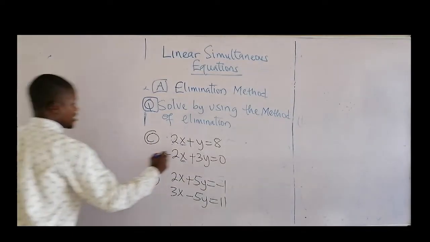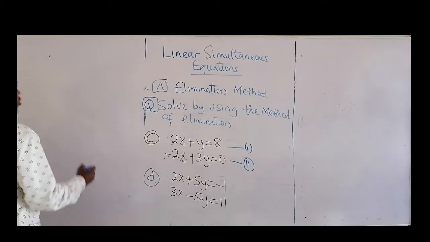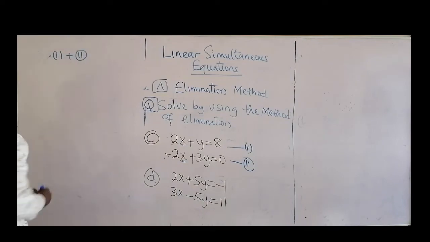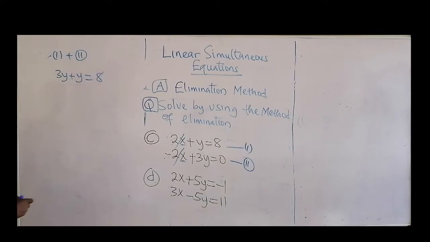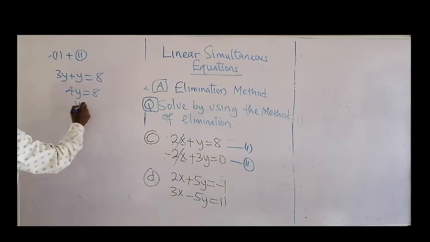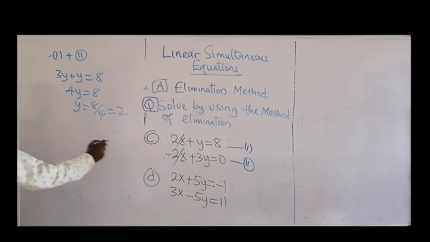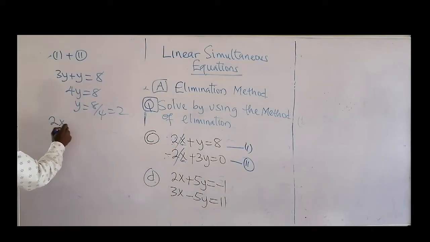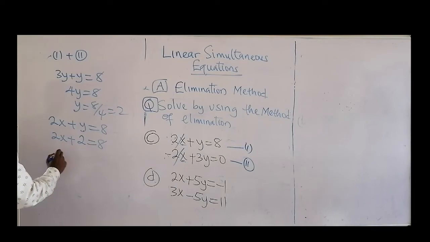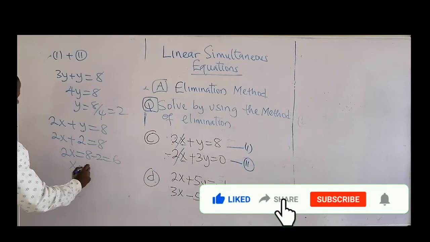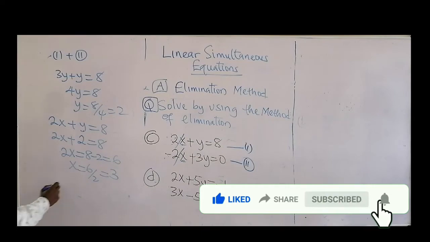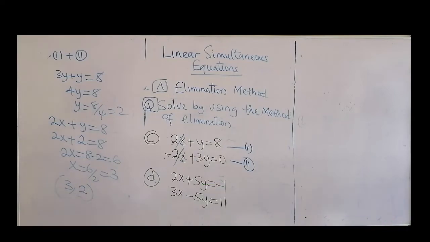By adding. Call this one equation 1, call this one equation 2. So I'm going to add equation 1 plus equation 2. So this one cancels out, and I have what? 3y plus y equal to 8. So that will be 4y equal to 8. So y is what? 8 over 4. That's 2. So when you get your y now, then you can go back to any of the equations. So let's use the first equation and substitute. And that will be what? 2x plus, my y is what? 2. Then collect like terms, move this one to the other side, and that will be 8 minus 2. That's 6. So x is what? 6 over 2. That's 3. So that will be 3 comma what? Comma 2. So that's that on that question.